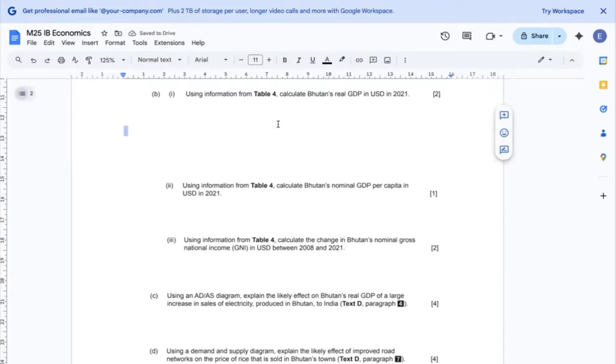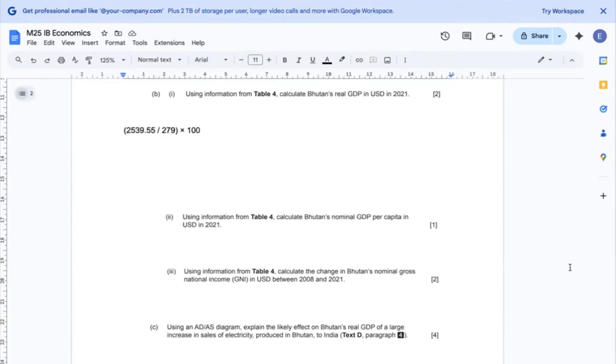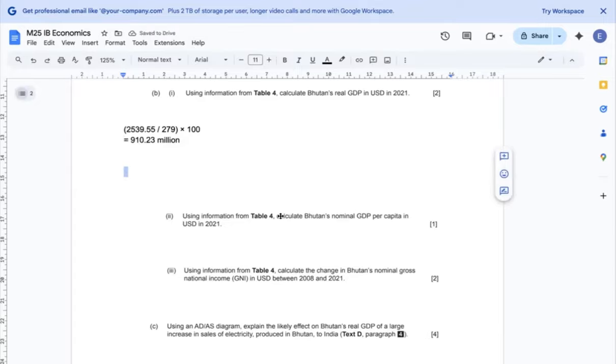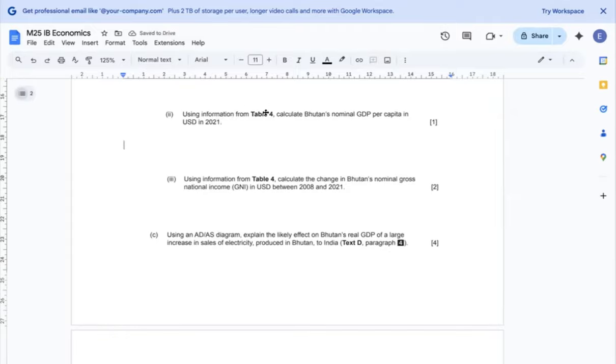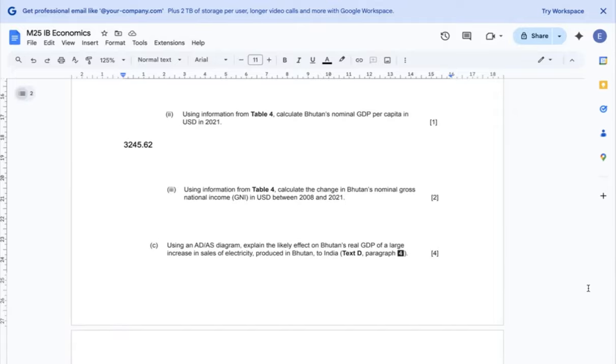Question B1. Using information from Table 4, calculate Bhutan's real GDP in US dollars in 2021. Real GDP is calculated by dividing nominal GDP by the GDP deflator and multiplying this by 100. So this is the answer. Question B2. Using information from Table 4, calculate Bhutan's nominal GDP per capita in US dollars in 2021. You divide the nominal GDP by the population to get the per capita, so this is the answer.